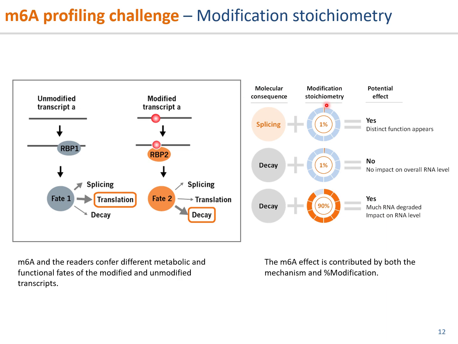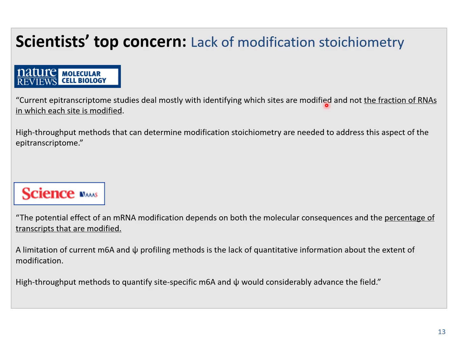Although profiling M6A by MeRIP sequencing can measure the abundance of M6A RNA, profiling the percentage of modification has been a big challenge. The lack of modification stoichiometry has been scientists' long and top concern in the field, as the commentaries in Nature Reviews of Molecular Cell Biology and published in Science.